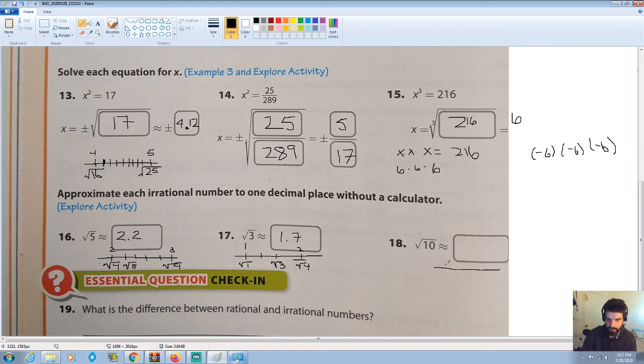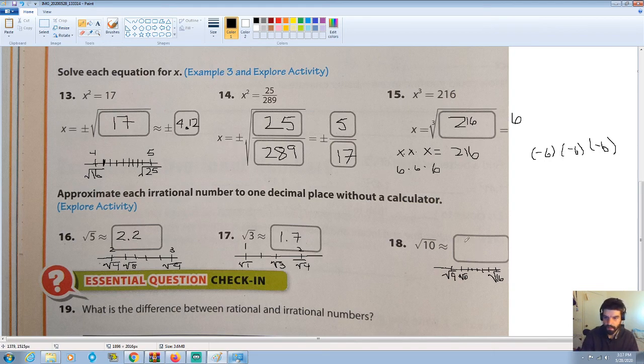So what we're going to do is take the two perfect squares that are closest to it. It's going to be the square root of 9 and the square root of 16, but we see that the square root of 10 is much closer. So we say that this is the square root of 10, square root of 11, 12, 13, 14, 15, 16. So this is going to be 1, 2, 3, 4, 5, 6, 7.